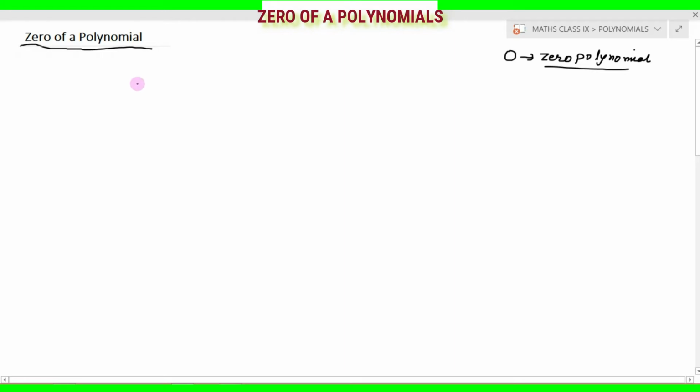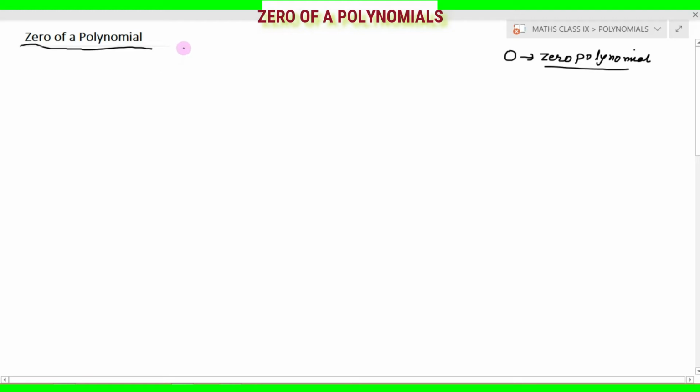Hello students, in this segment we are going to start to learn about the zero of a polynomial and what is called zero of a polynomial. Before that, I am going to give you a small introduction about the number we have studied earlier. This is called the zero polynomial. The zero polynomial and the zero of a polynomial have different meanings. So try to understand first, then we'll go for the definition.